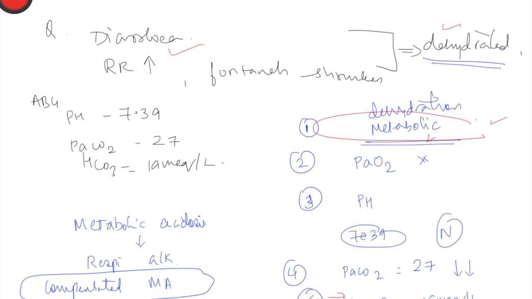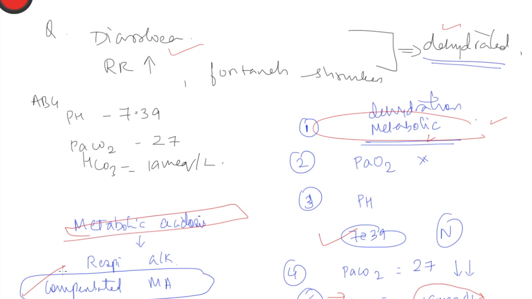Primary problem is with bicarb, correct? So bicarb is 19, meaning it is less. If bicarb, meaning the alkalinity, is less, it means it is an acidotic problem. So it is a metabolic acidosis. Simple. Because pH is coming to normal, I am calling it compensated metabolic acidosis.